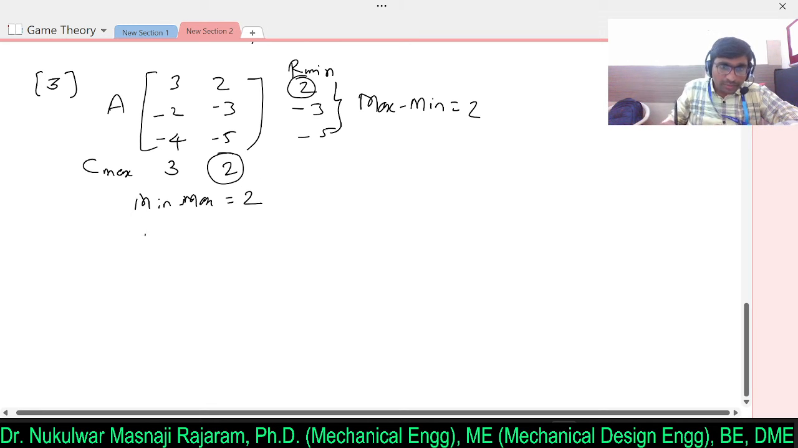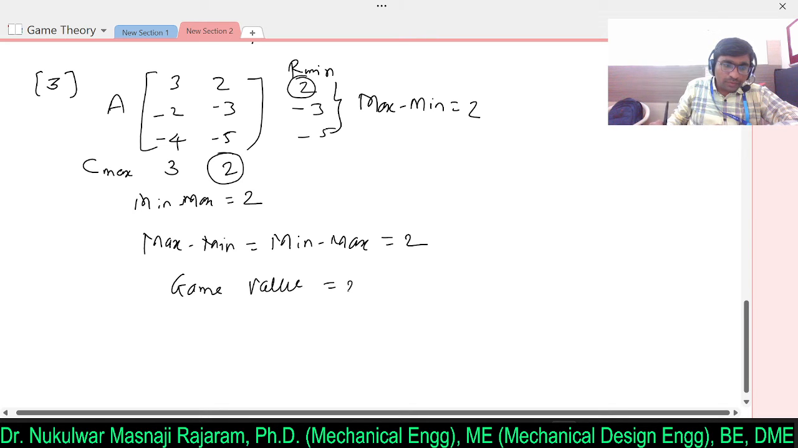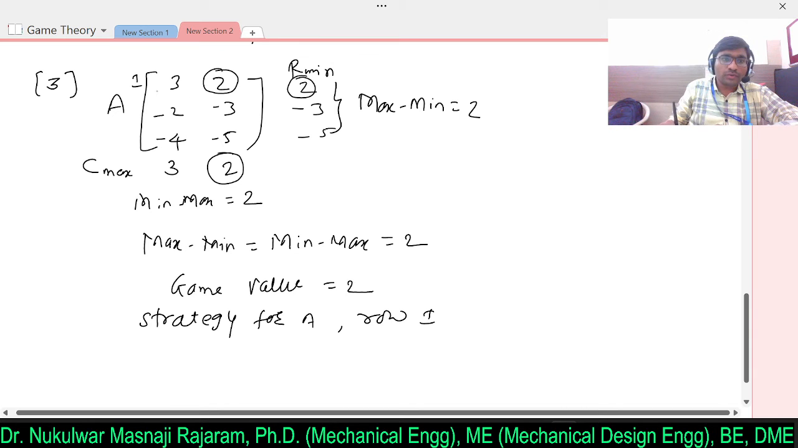So here in this problem statement, if you observe, max-min is equal to min-max, and it is equal to 2. So I can write game value equal to 2. And if you ask me the strategy for A, then I can say row 1. Clear? So if you observe this one, row 1. Clear? So here we got the max-min value.